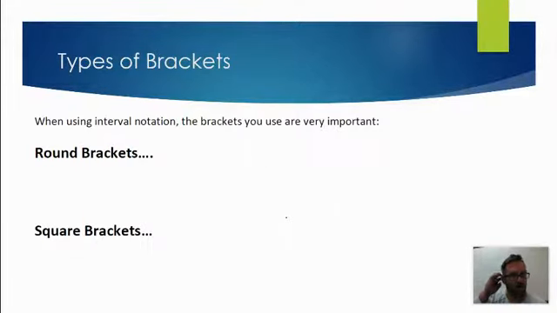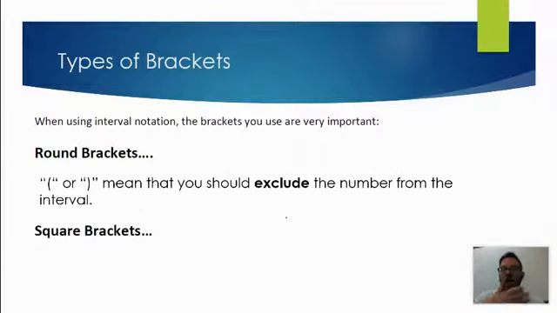When we use interval notation, we're going to be making use of two different kinds of brackets. And the brackets we use are very important. They have two different meanings. When we use round brackets, they mean we're going to exclude a number from the interval. We'll see what this means more clearly in a moment or two.